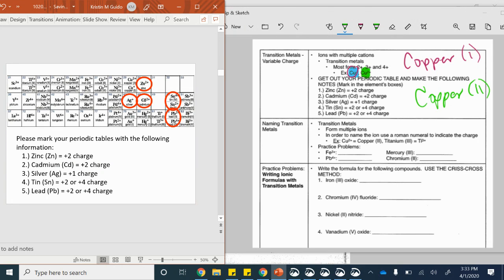Okay, next slide. On your periodic table, if you have it in front of you right now, you can go ahead and mark these down. Zinc has a 2+ charge, silver has a 1+ charge, cadmium has a 2+ charge, and then tin can have a 2+ or a 4+, and lead can have a 2+ or a 4+ as well.